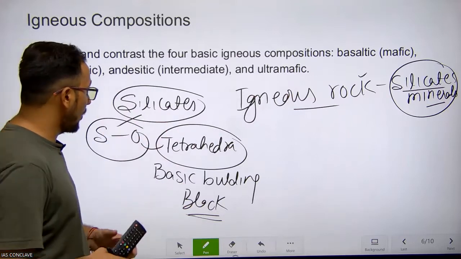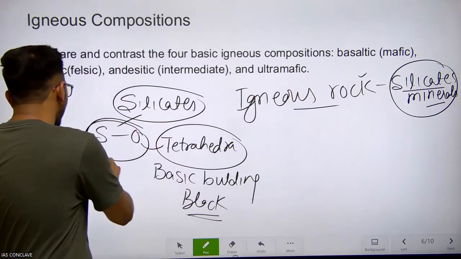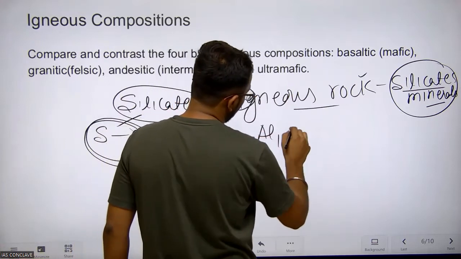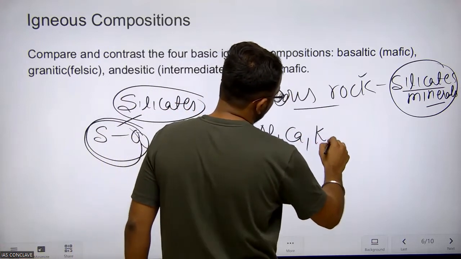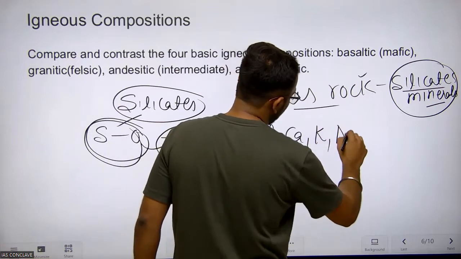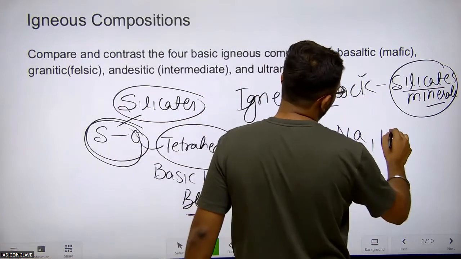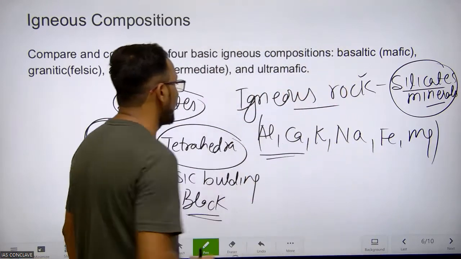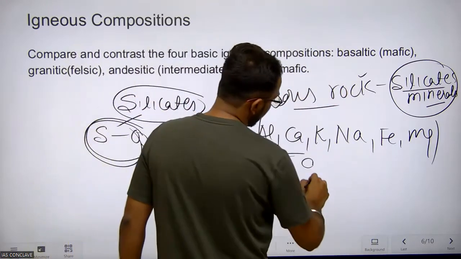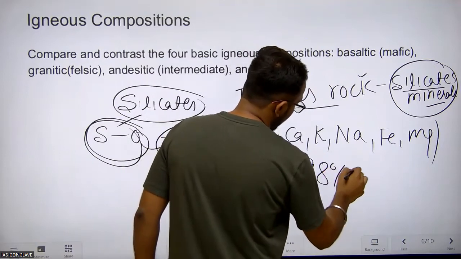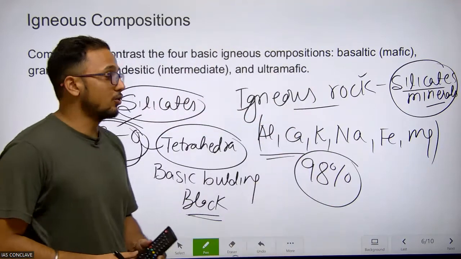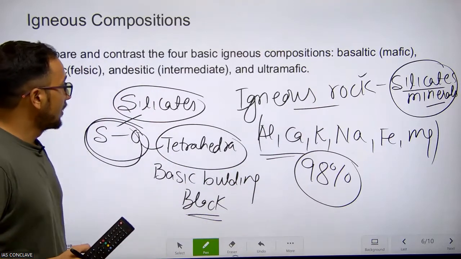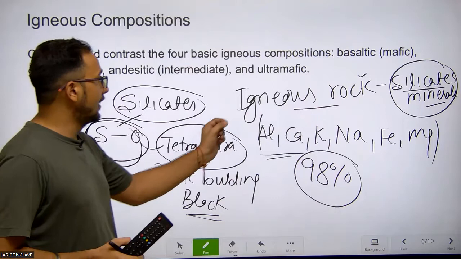In igneous rocks, other than silicon and oxygen, the other elements are aluminium, calcium, sodium, potassium, iron, and magnesium. These components constitute 98% of the silicate minerals. So this is what we have to look at in igneous rock.